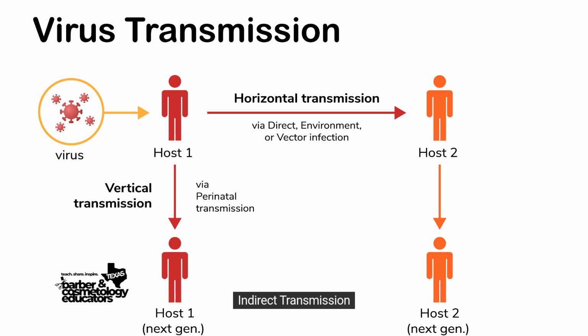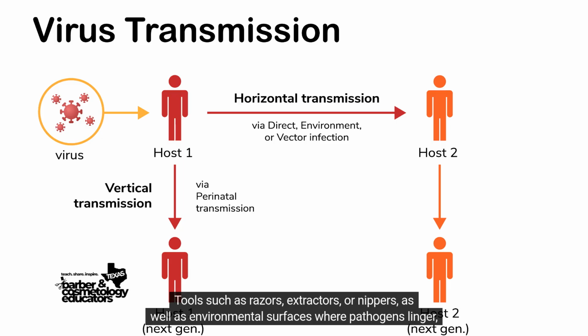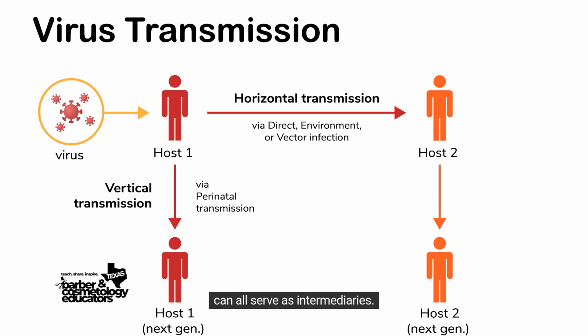Indirect transmission happens when pathogens are transferred via a contaminated object or surface. Tools such as razors, extractors, or nippers, as well as environmental surfaces where pathogens linger, can all serve as intermediaries. Examples include Salmonella, ringworm, and MRSA.